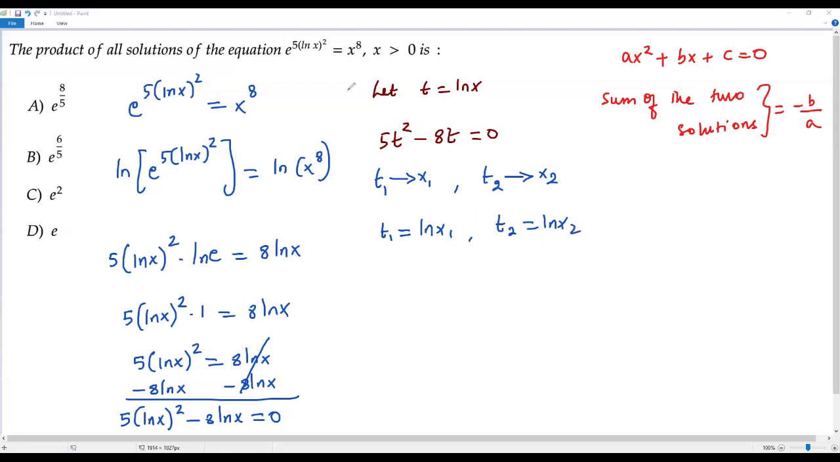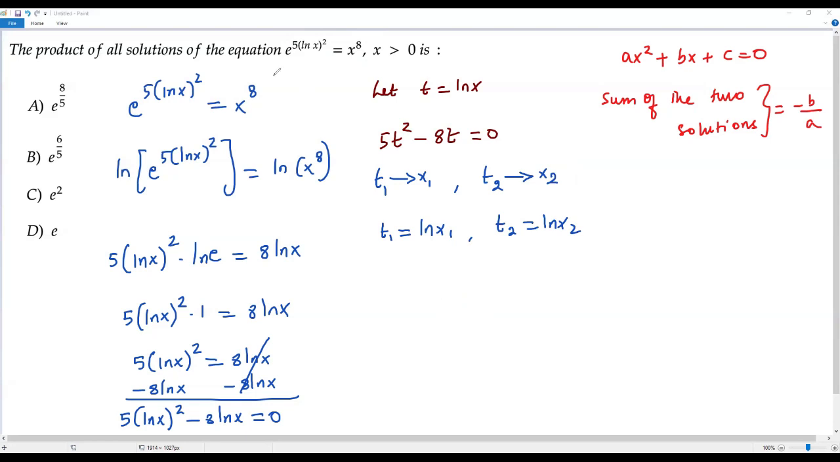So now it's clear. Solving the original equation, I'll be getting two values for x. One is x1 and the other one is x2. According to the question, we have to find the product of solutions. Product of solutions means we have to find the product of x1 and x2, which are the two solutions of the given equation. Now my aim is to find the value of the product x1 times x2.